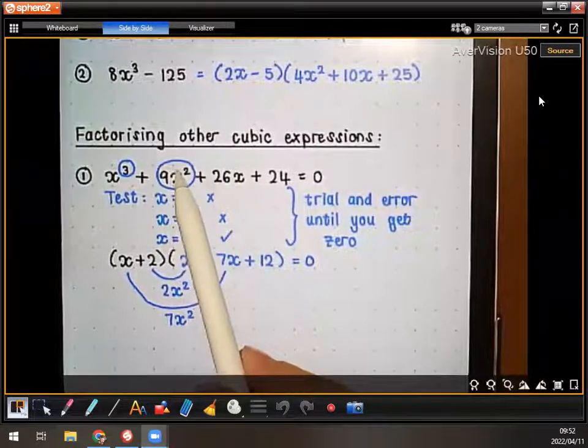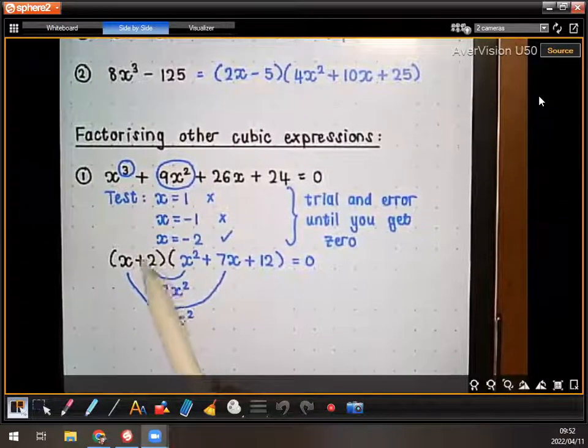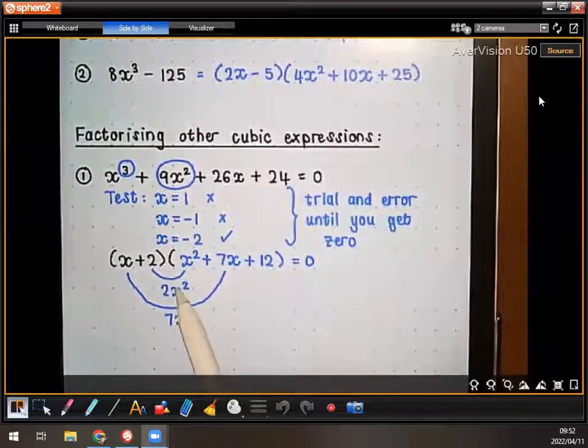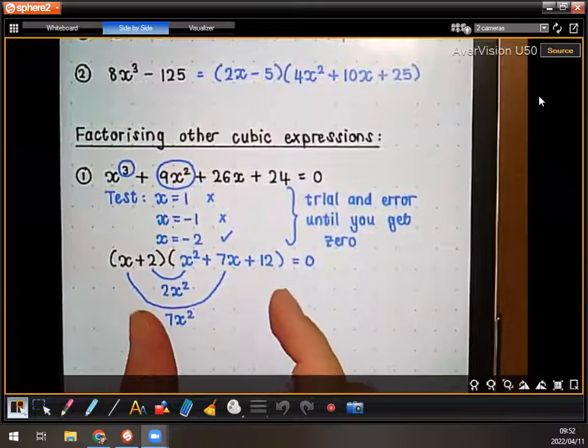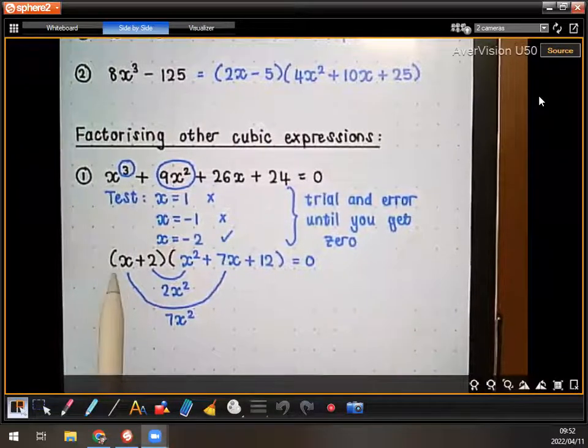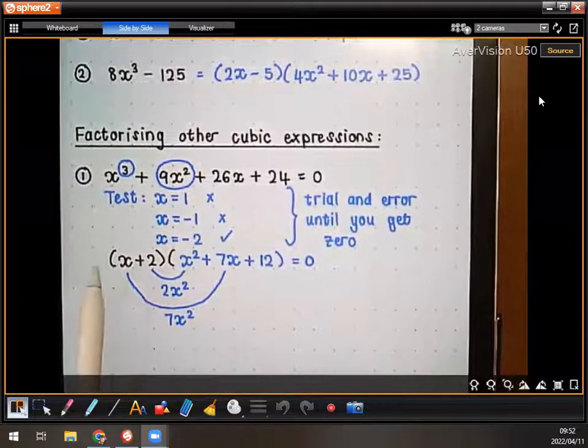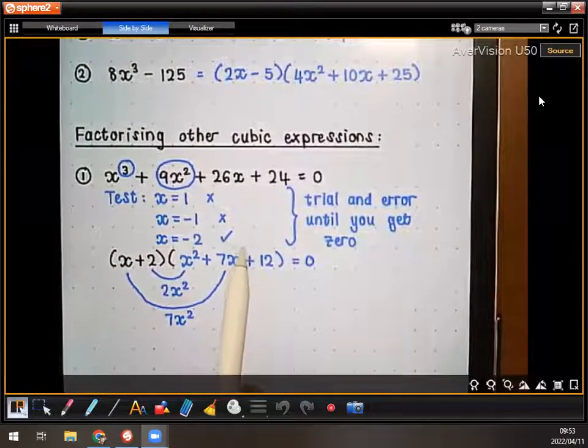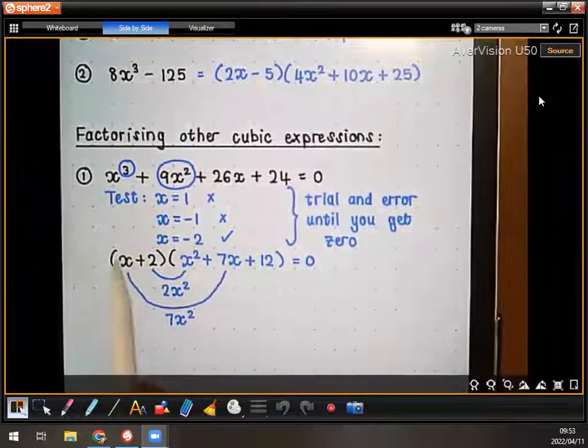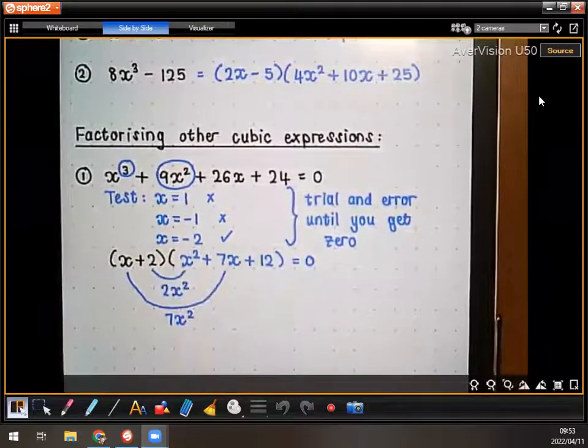My x squared term is 9x squared. So if you take your constant value here, your second term in the binomial, multiply it by the x squared in the trinomial, you're going to get 2x squared. So we need another 7x squared to make up the 9x squared. The only other product from our binomial and our trinomial that will give us an x squared term is the x and the x. If I multiply an x term by another x term, I get an x squared term. So what do I multiply x by to get 7x squared? 7. We're going to do more examples now, don't worry. So that is how I got that 7.